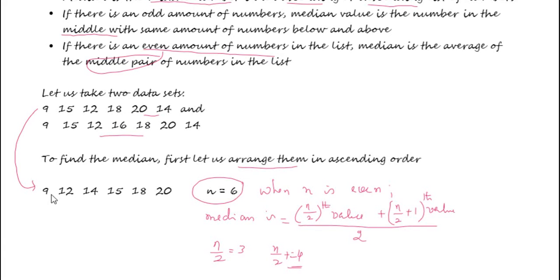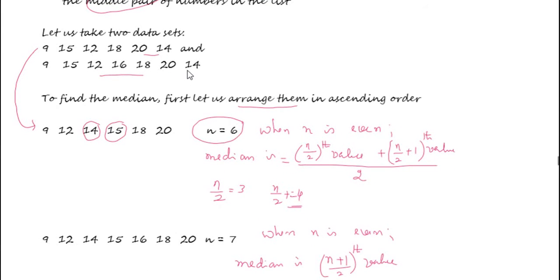So here it is 1, 2, 3. This is the third value and this is the fourth value. So median is the average of these two values. Median in this case is third value 14 plus fourth value 15, divided by 2. So it is 29 divided by 2, equal to 14.5. So this is the median of this set of data.